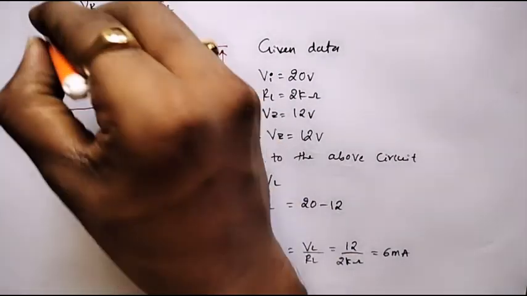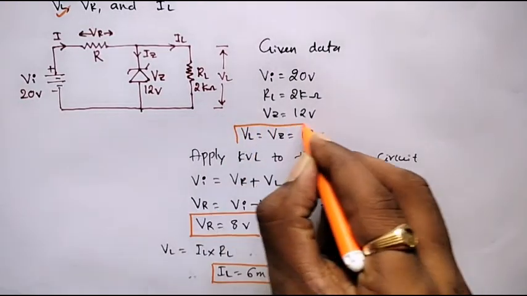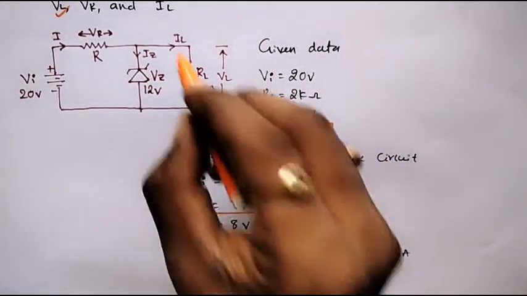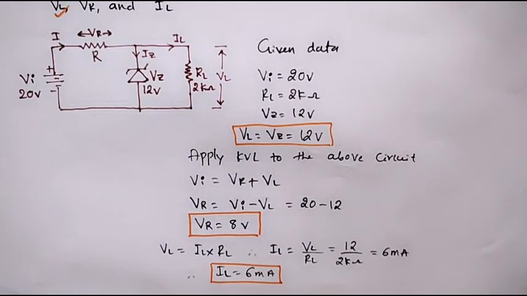Thus we calculated VL, that is VL is equal to 12 volt, VR which is equal to 8 volt, and IL which is 6 milliamp.